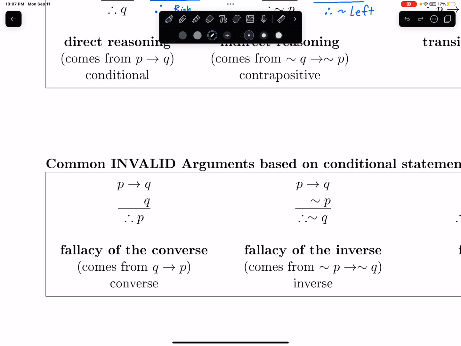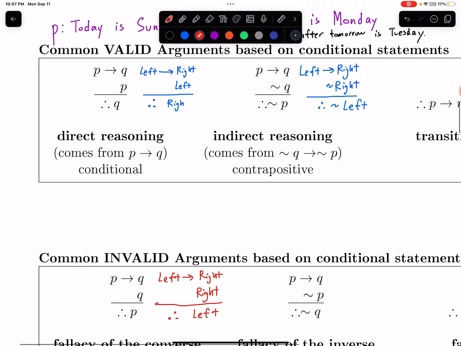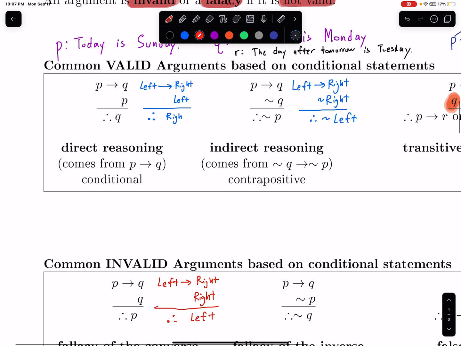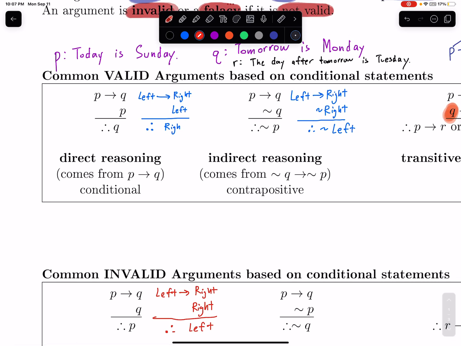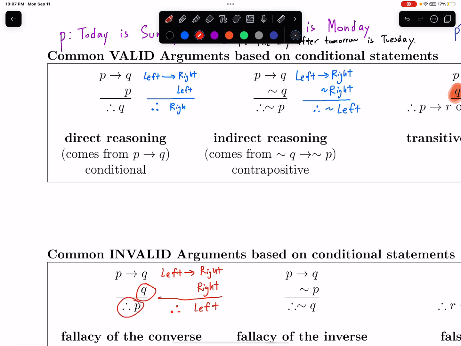Okay, what does this look like? You're going from the left arrow to the right. But then instead of going from left to right again, you're going in the opposite direction. You're going against the arrow. You're going from the right and trying to conclude the left. So that's what went wrong. Now, what would this look like in context of our P and Q that we chose? So this would say, if today is Sunday, then tomorrow is Monday. Okay, tomorrow is Monday. Therefore, today is Sunday. Oh, holy smokes. That sounds reasonable, right?